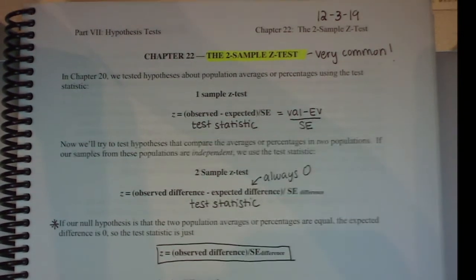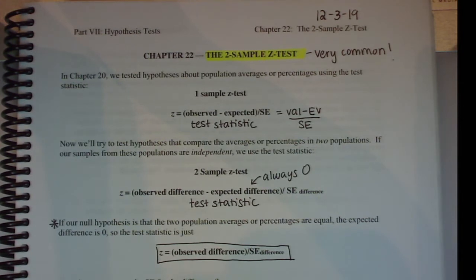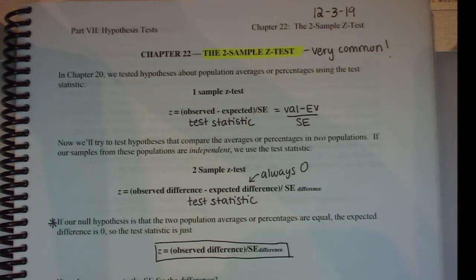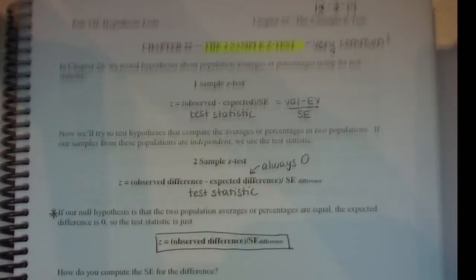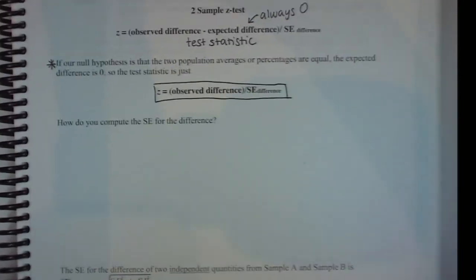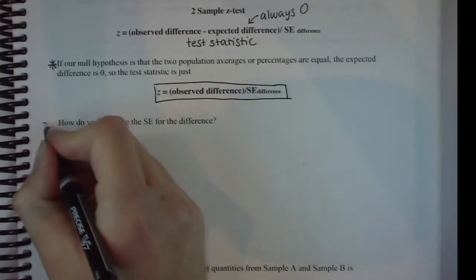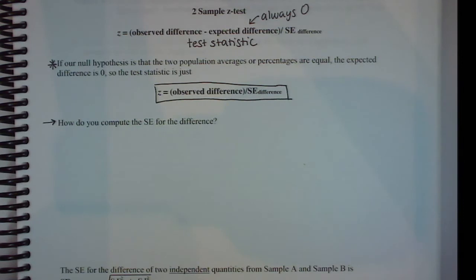There is a two sample t-test as well, but we don't have that in the book because it's basically just the same thing as the t-test. You're just going to make the same adjustments that we do for the two sample z-test. So, okay, the observed difference is just going to be the two differences. And then the standard error for the difference, how do you compute it? It's actually not too bad. So we have two standard errors, two populations, and we want to combine them into one.